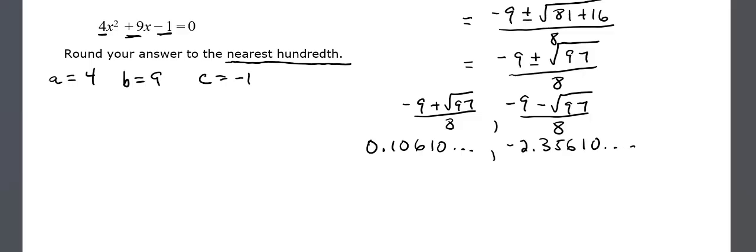Now we're rounding to the nearest hundredths place. So we look to the right, and this value is greater than 4. So we're going to round up. So our first answer is 0.11. And for the second one, again, we're rounding to the nearest hundredths place. So we look at the value to the right. Since it's greater than 4, we round up, which would give us negative 2.36.